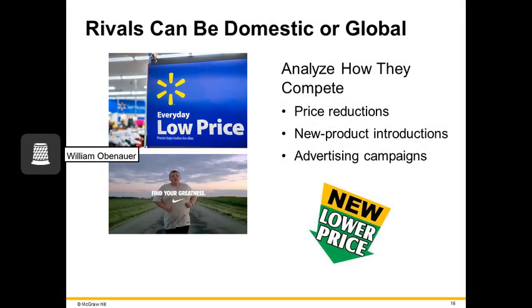You also need to know how your competitors compete. So if we think about companies like Walmart and the Home Depot, they really focus on price reductions, right? And being very cost competitive. All right. And then we have companies that use new product introductions. So Apple would be a great example of that, as they always have new products coming out. Then we have companies like Nike that are focused on great advertising campaigns.